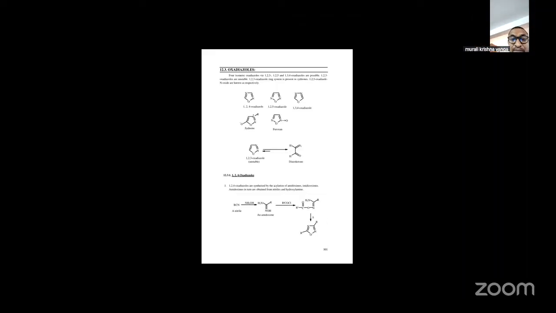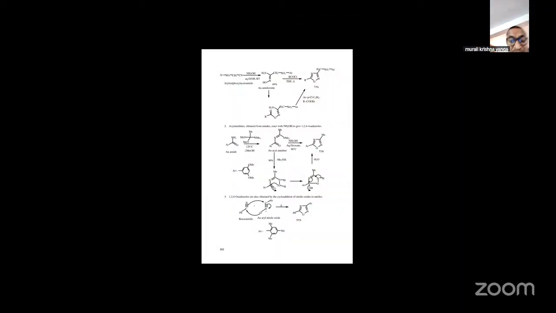Another example for this 1,2,4-oxadiazole synthesis is given here: aryl nitrile reacts with hydroxylamine and gives an amidoxime. This amidoxime, with acid halides on heating, forms the 1,2,4-oxadiazole.